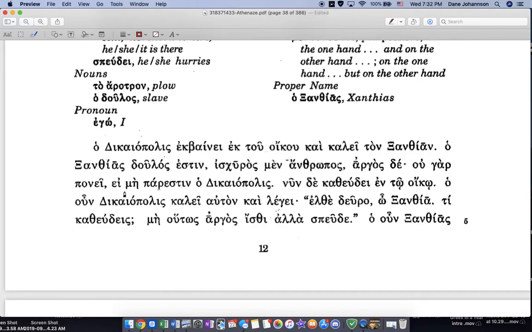Ou gar poni ei mi parestin o Dikaiopolis. For gar, for he does not work, ou poni. He does not work. Ei mi, which is unless, parestin is present, o Dikaiopolis. So Xanthias, the doulos, does not work unless his master is present, his master, Dikaiopolis.